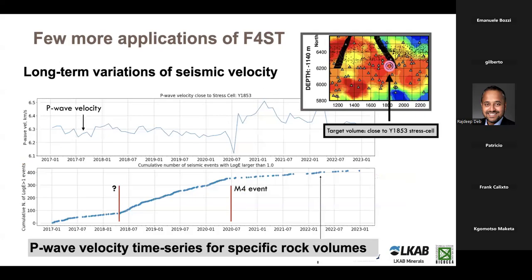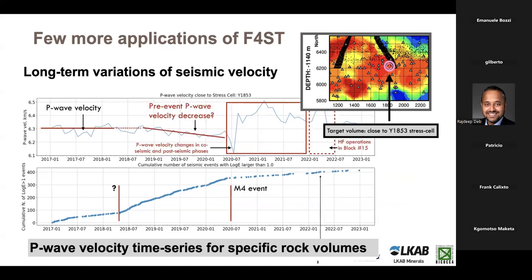And from this, you can compute a P-wave velocity time series at a particular point of the mine that you are interested in. And so you can make time series that can be combined with other observations. In this case, we were looking at the cumulative number of seismic events in the area. And you can make some kind of interpretation of the results. So you can use this tomography to make time series of P-wave velocity and S-wave velocity at specific points of the rock volume that you want to investigate.